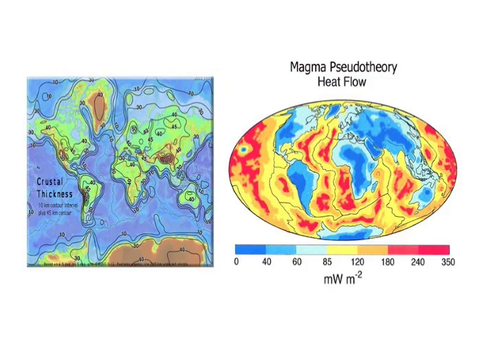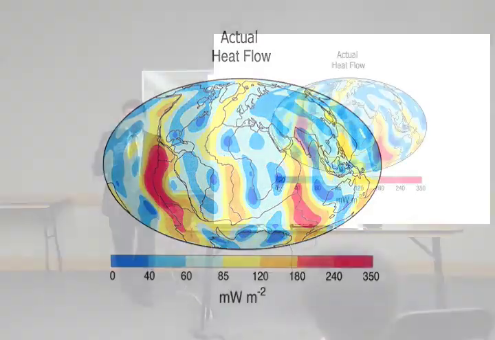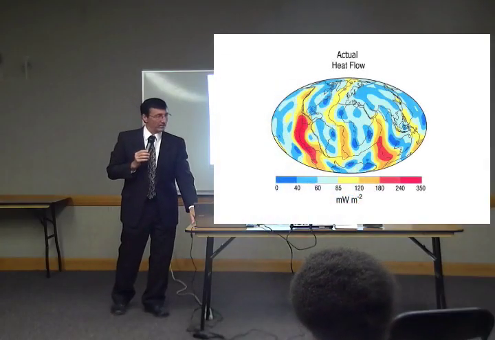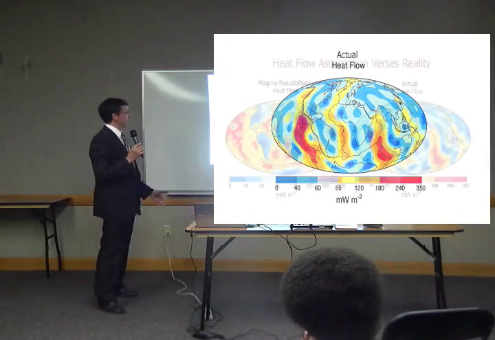But instead, this is what the actual heat flow looks like. And if you think back to that ring of fire, we weren't seeing a lot of volcanoes on those deep trenches in the ocean, but we are seeing a lot of heat in those same areas in the middles of the oceans. So there is some heat coming out. It's just not producing the magma because the crust isn't as thick.